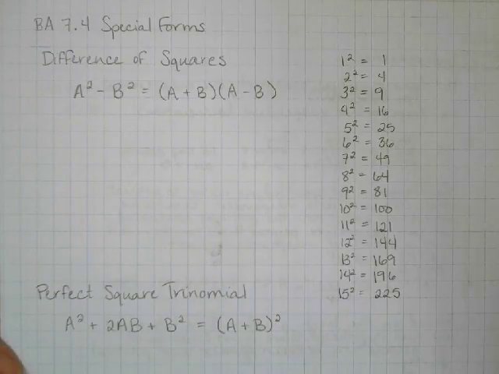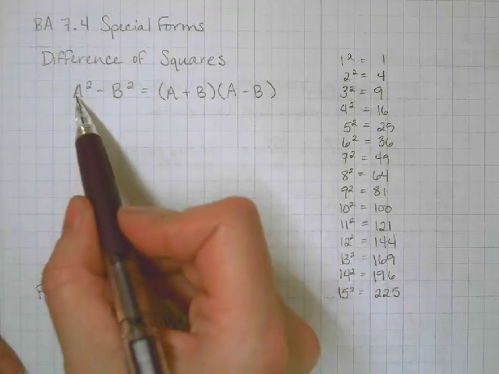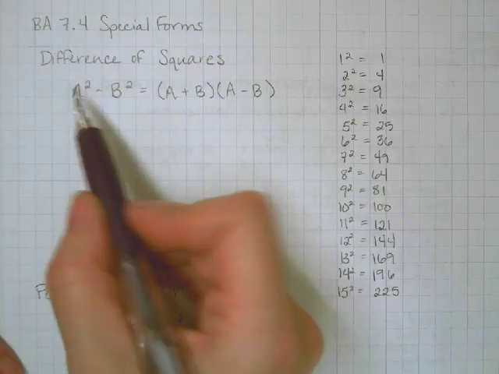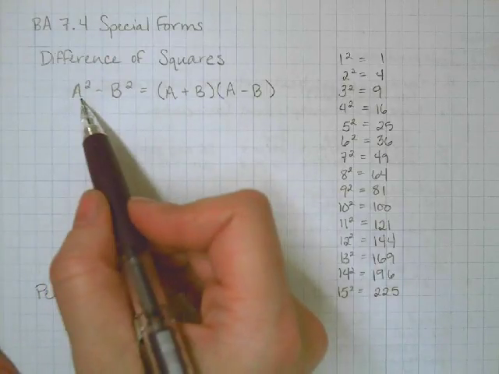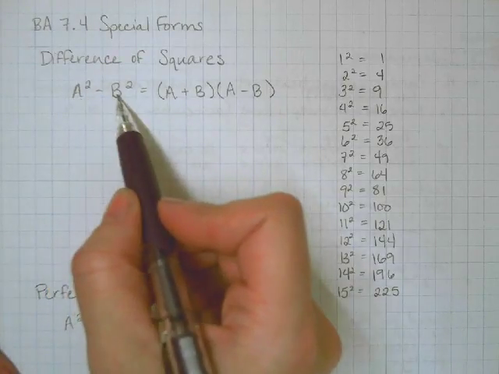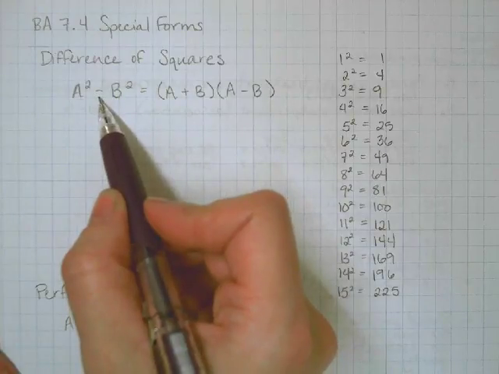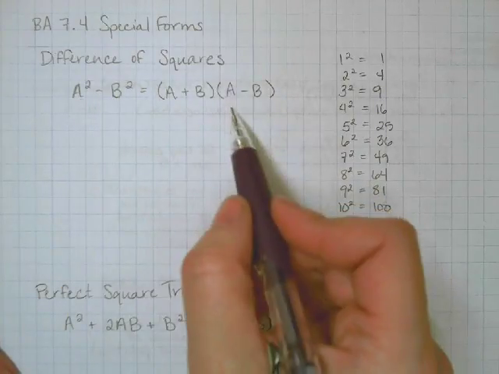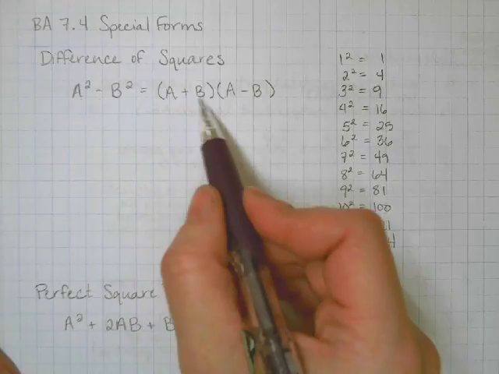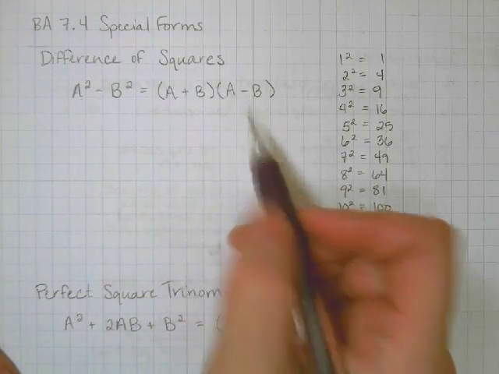So in a difference of squares we follow this pattern. We only have two terms. If the first term is a perfect square and the second term is a perfect square and we are subtracting the two, then they can be factored using this form, a plus b times a minus b.